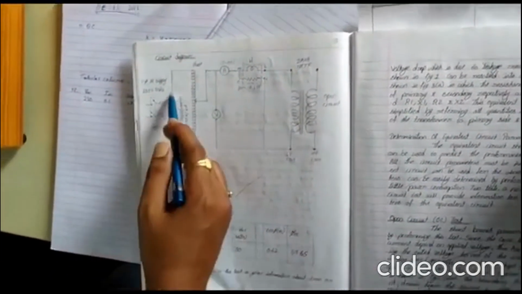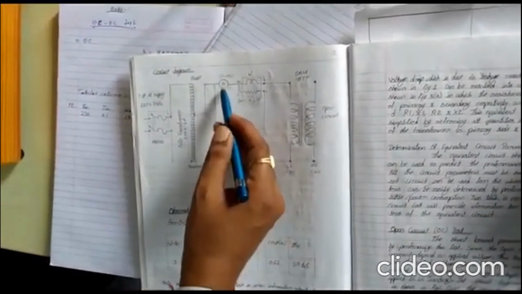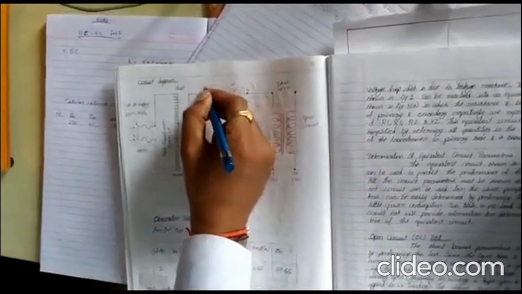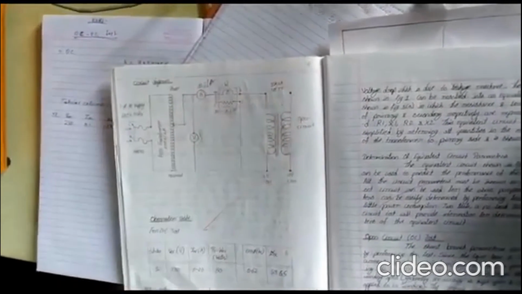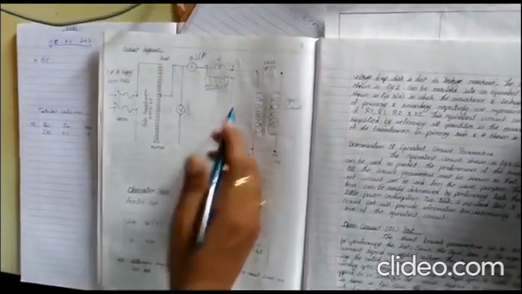So here you have to vary the auto transformer and apply the rated voltage here, then you have to take the reading of these two things. Here you have to apply a 0 to 1 amps ammeter range, and this is a 300 volts, 1 amps LPF wattmeter. So this is the circuit diagram. You will see the actual connection of the circuit. This is how it looks.